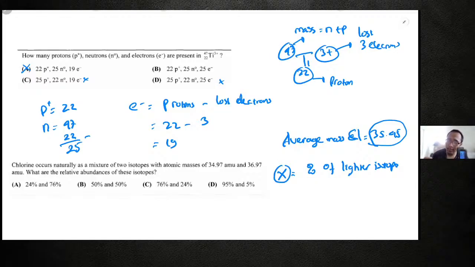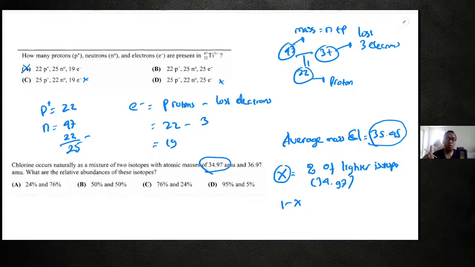Okay, X is the percent of the lighter isotope, which is 34.97, from this equation. And then the other one should be 1 minus X. How do we get the 1 over here? We assume the amount itself is 1.